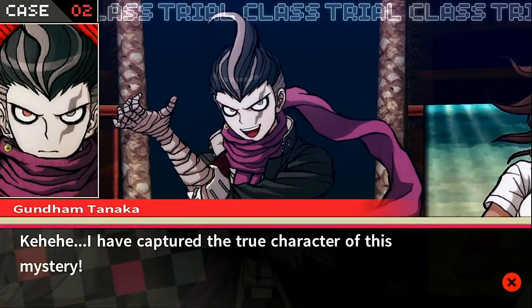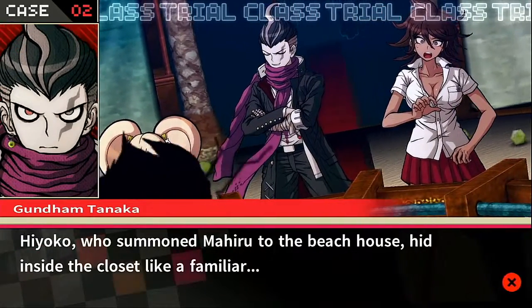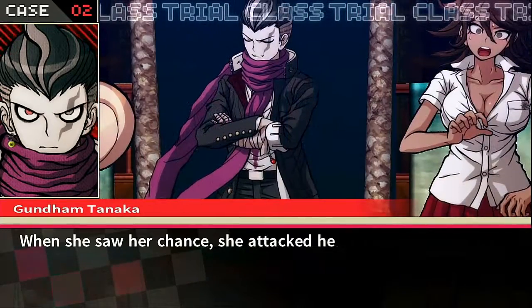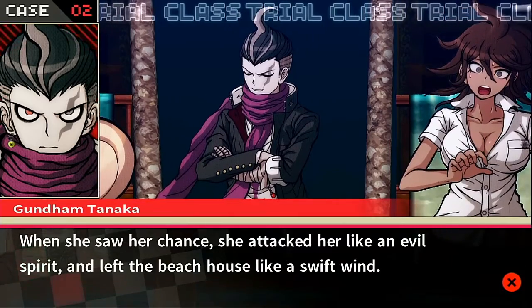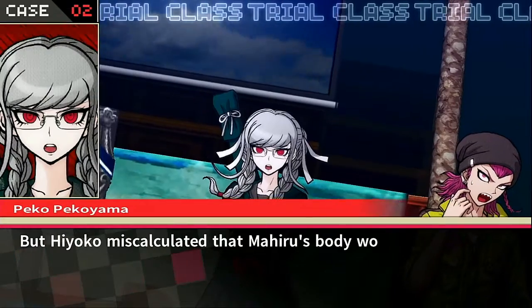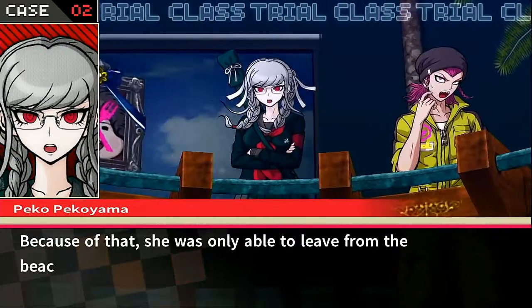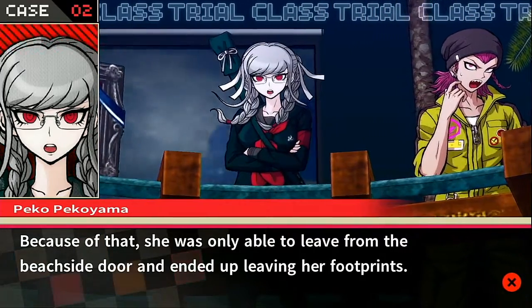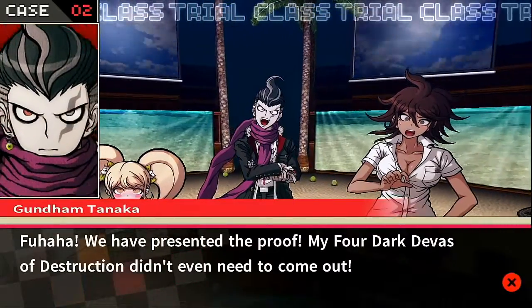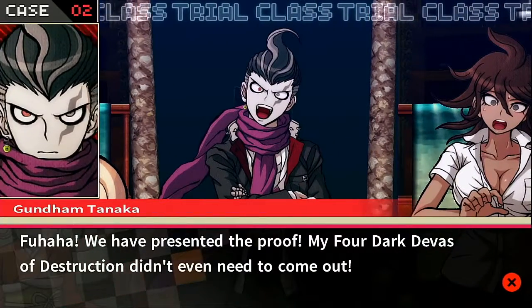I have captured the true character of this mystery. Hiyoko, who summoned Mahiru to the beach house, hid inside the closet like a familiar. When she saw her chance, she attacked her like an evil spirit and left the beach house like a swift wind. But Hiyoko miscalculated that Mahiru's body would be blocking the door at that time. Because of that, she was only able to leave from the beachside door and ended up leaving her footprints. We have presented the proof! My 4 dark devas of destruction didn't even need to come out!